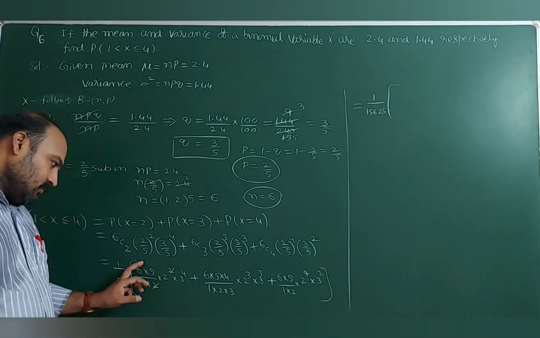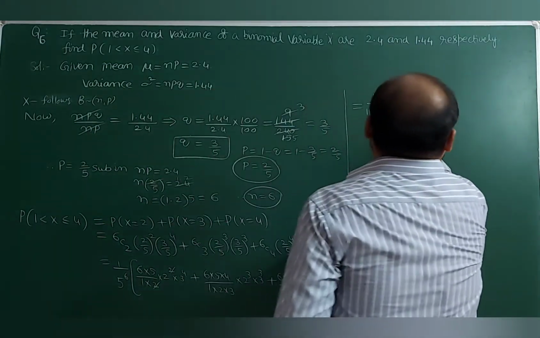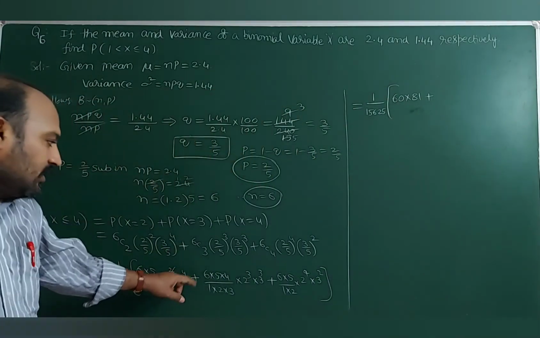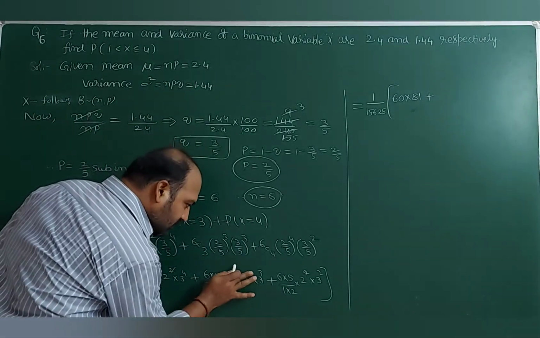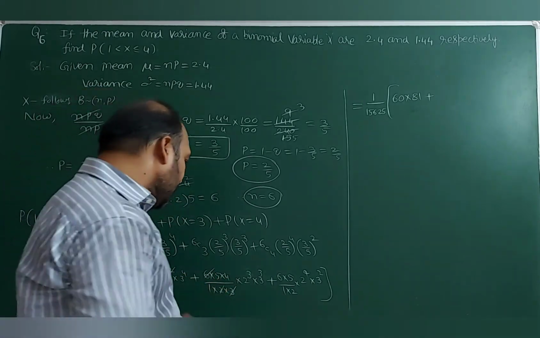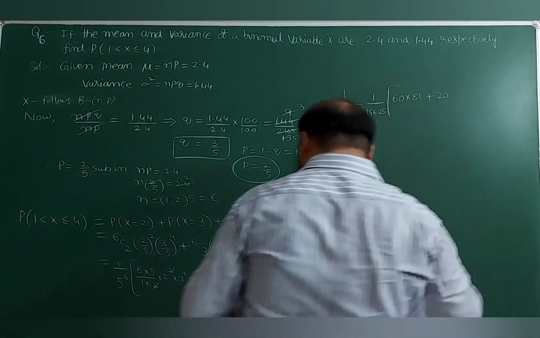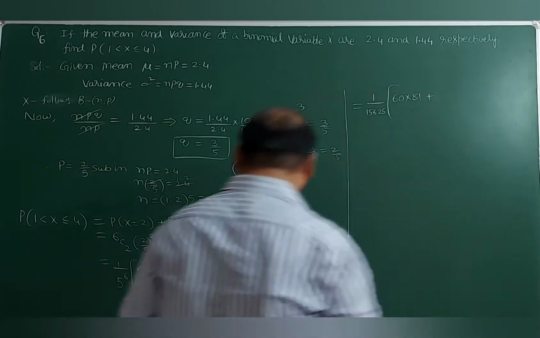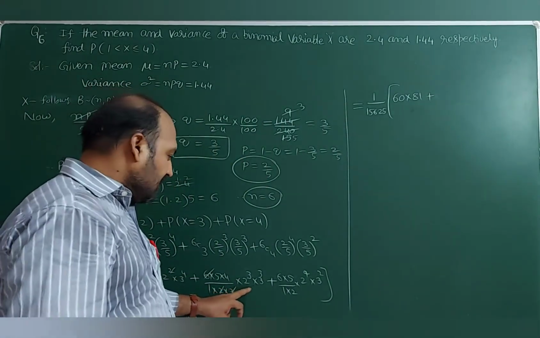30 into 2, 60. 60 into 3 power 4. 3 power 4 is 81, plus. Next here, one of the two values, otherwise you cannot distribute here. 2, 3 get cancelled. 5 into 4, 20. 20 into 8. So 20 into 8. Here 5 into 4, 20 into 8, 160. 160 into 27.